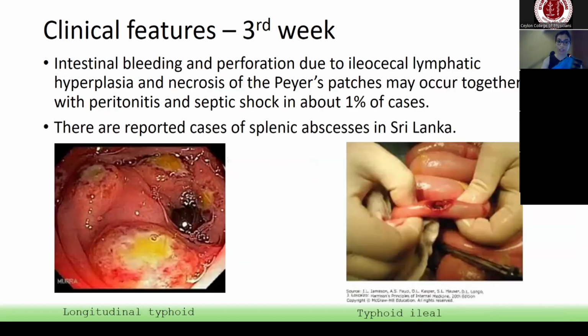Clinical features in the third week. Intestinal bleeding and perforation due to ileocecal lymphatic hyperplasia and necrosis of Peyer's patches may occur in around 1% of the cases and can lead to peritonitis and septic shock. The image shows longitudinal typhoid ulcers in contrast to the horizontal tuberculous ulcers, and you can see a typhoid perforation in the second image, which is again longitudinal. There are also reported cases of splenic abscess in Sri Lanka.